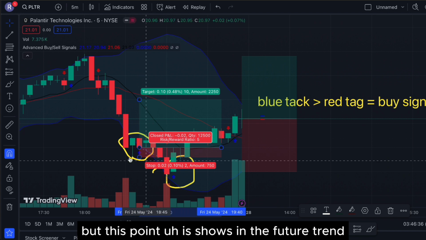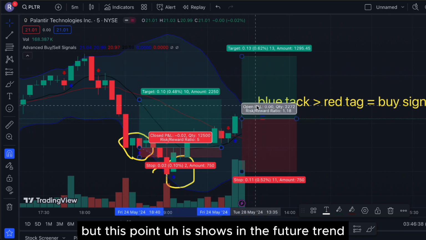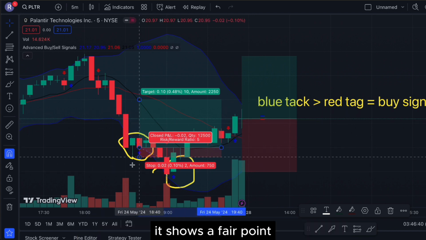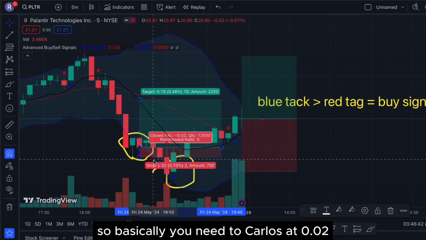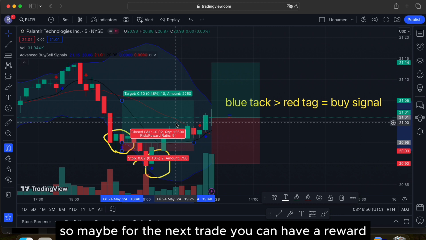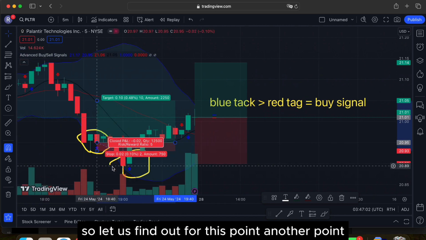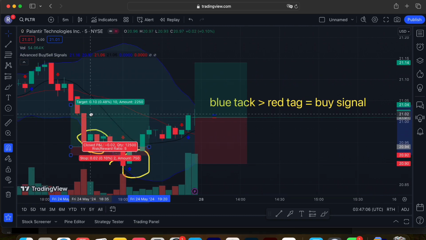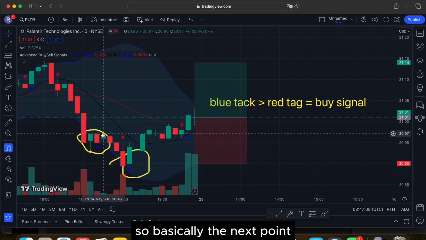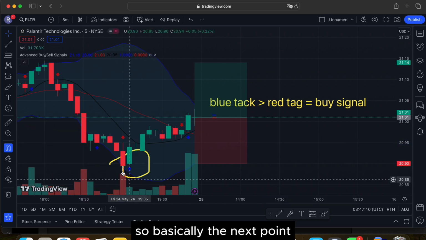But this point shows a fail point in the future trend. So basically you need to cut loss at 0.02. So maybe for the next trade, you can have a reward strategy plan. So let us find out the other point. I will delete this first. So basically the next point.